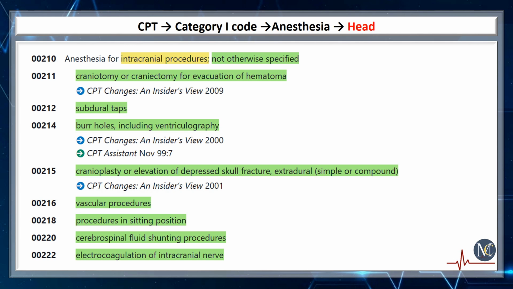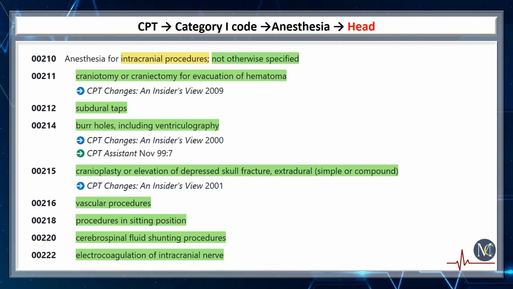Our next code is 00215, cranioplasty or elevation of depressed skull fracture, extradural, simple or compound. It means anesthesia service is given for repair or resetting of a broken bone or fragments of the skull. Next code is 00216, vascular procedure. It means the service is provided to treat a range of blood vessel problems. Next code is 00218, procedures in sitting position.